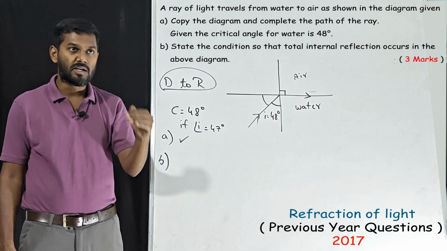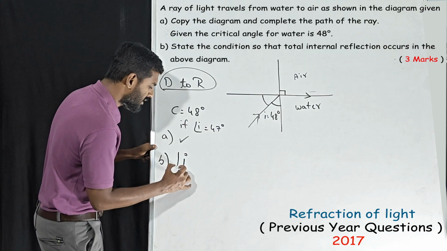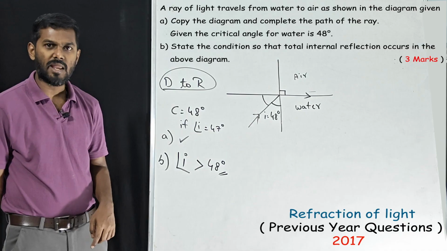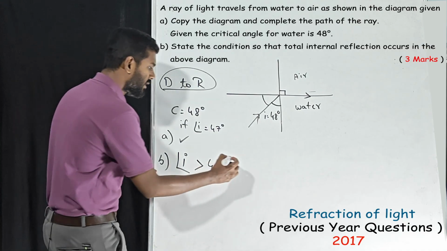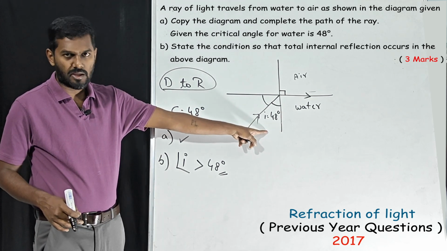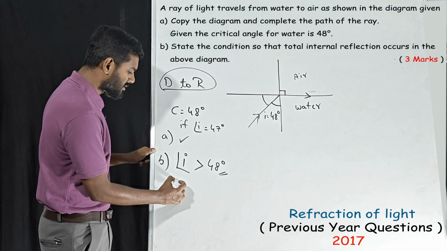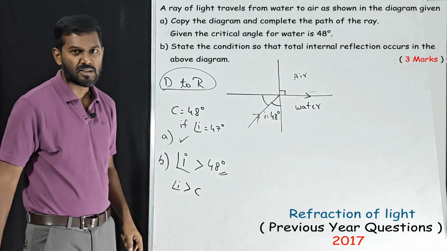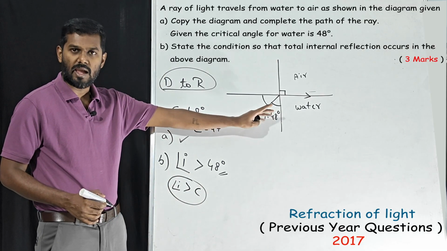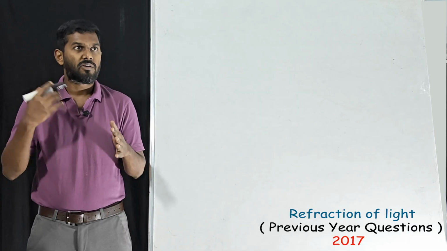And now they are asking for the condition for total internal reflection. For total internal reflection, angle of incidence should be greater than 48 degree. This is the precise answer for this question because the angle is given, right? 48 degree. So this is the precise answer we are looking for. Some students will write angle of incidence should be greater than the critical angle. That is correct. This is a general statement. But here we have been given the angle, right? So I have to specify the angle. That's it.